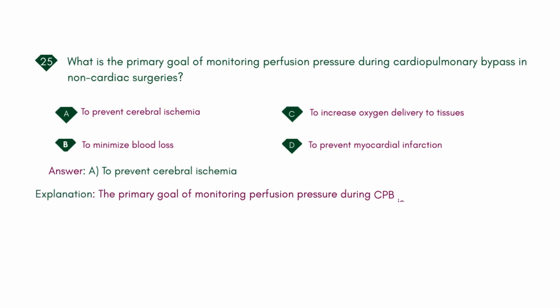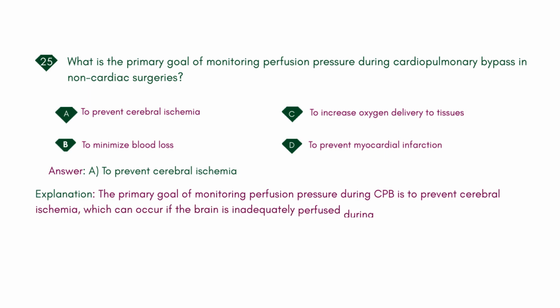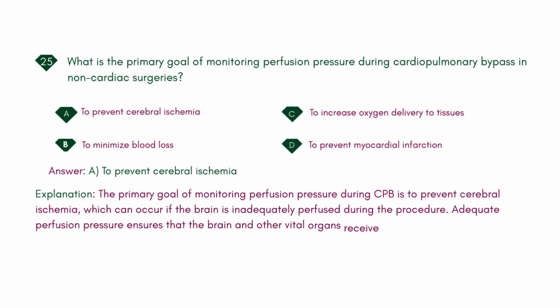Explanation: the primary goal of monitoring perfusion pressure during CPB is to prevent cerebral ischemia, which can occur if the brain is inadequately perfused during the procedure. Adequate perfusion pressure ensures that the brain and other vital organs receive enough oxygenated blood during surgery.